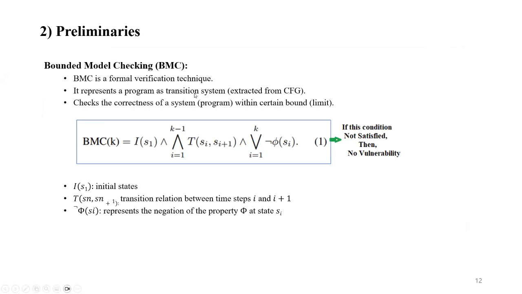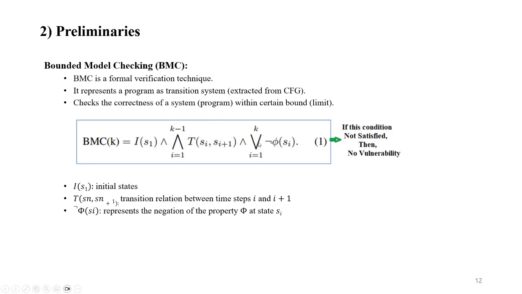So let me explain what BMC, bounded model checking, is. BMC is a formal verification technique. Formal verification techniques are mathematical techniques. In the case of BMC, the program is represented as a transition system, which is a representation of the program. Actually, this representation comes from the control flow graph, CFG. It checks every transition or every state of the program within certain bounds. In this case, the bound is represented by k. So it starts from the initial state and checks whether there is a problem in the transition from one state to another throughout all the states of this system.